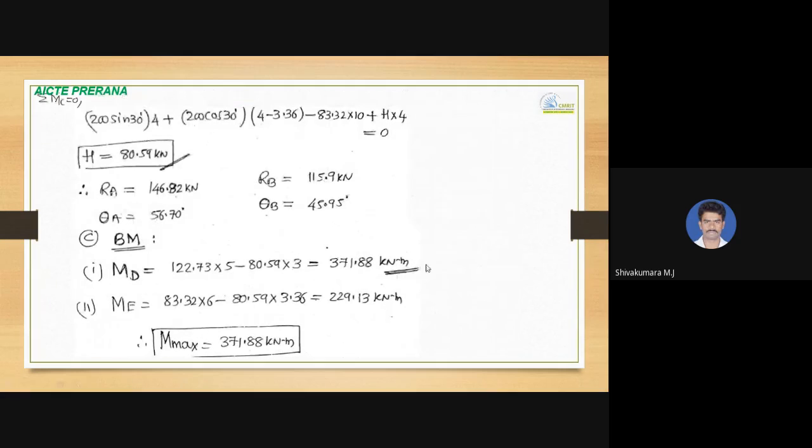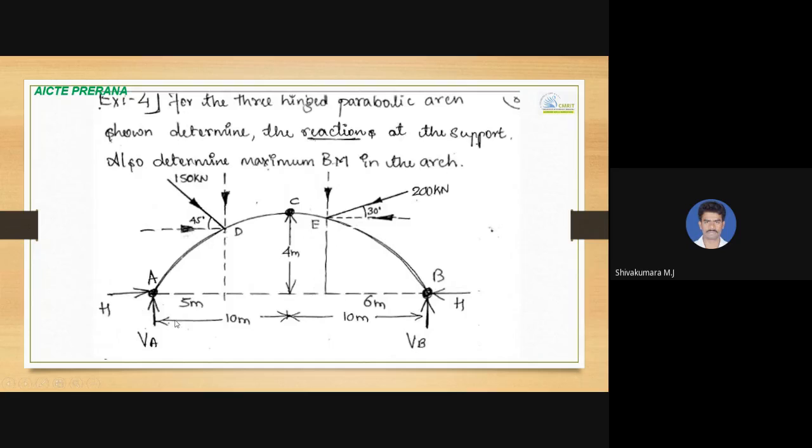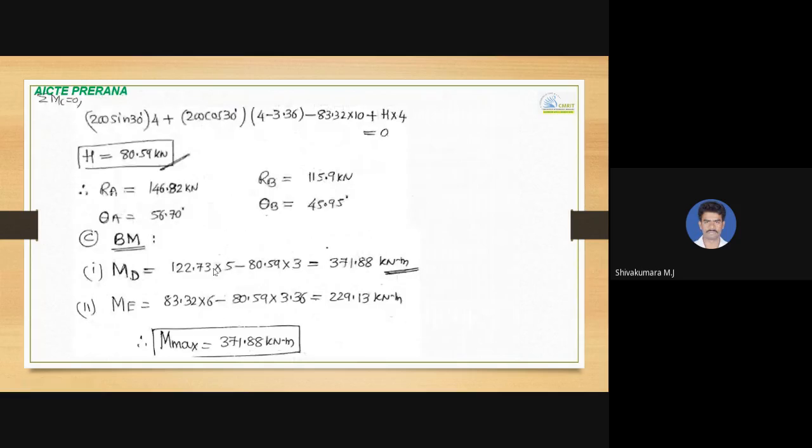So moment at D we will start with. Moment at D, any one side we can take. VA is 122.73, so one side they have taken this side. So VA into 5 meter, that will be rotating clockwise, positive, and H into YD, that is 3 meter, trying to rotate in anti-clockwise direction, negative. So the value of moment at D is 122.73 into 5 minus 80.59, which is nothing but H, into 3. So we'll get 371.88 kilonewton meter. That is moment at D.